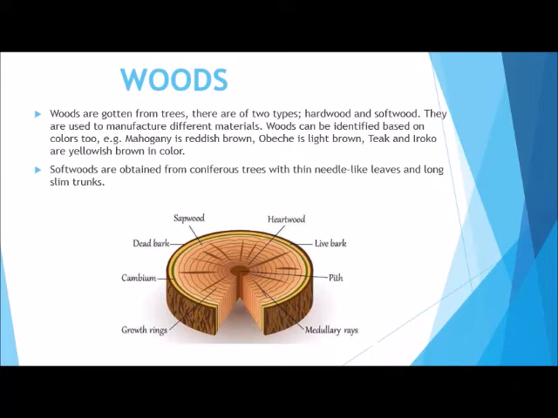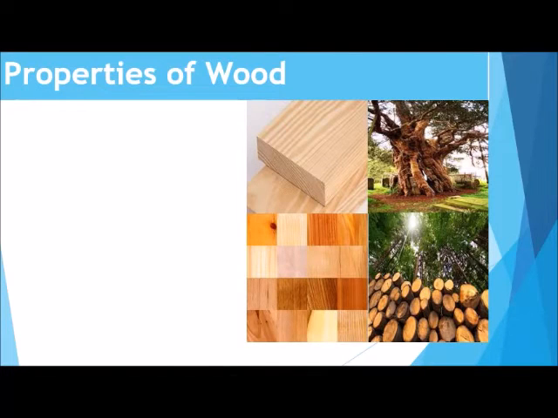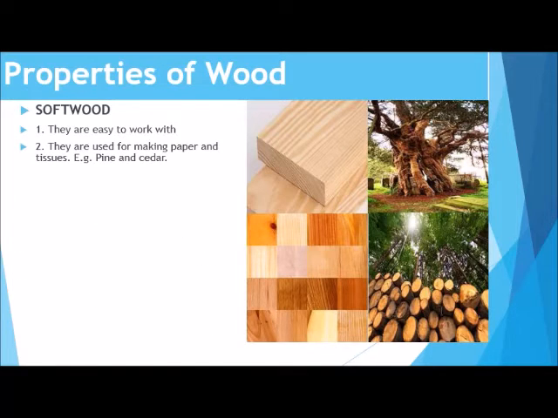Now, softwood are obtained from coniferous trees with thin needle-like leaves and long, slim trunk. Properties of wood. Softwood. The first property of softwood is that they are easy to work with. And secondly, they are used for making paper and tissues. For instance, we have pine and cedar trees.